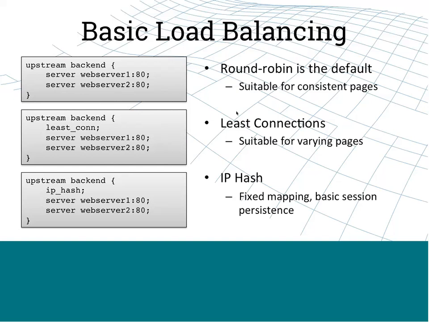IP hash does statistical load balancing. It takes the source IP of each request, hashes that, and then uses that to pick the target web server. Statistically, traffic should be evenly distributed between the web servers, providing they're coming from a wide and varying range of IP addresses. And IP hash has the nice side effect that all of the traffic from the same source IP is directed to the same target web server. This can be used to give you a basic session persistence effect. Later on in this presentation, we'll go through some more advanced capabilities for session persistence in NGINX Plus.